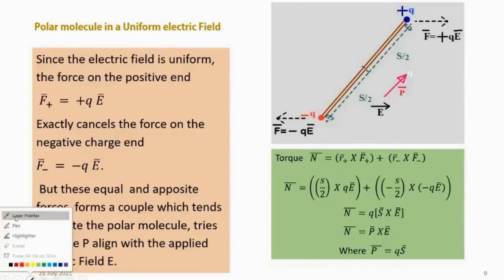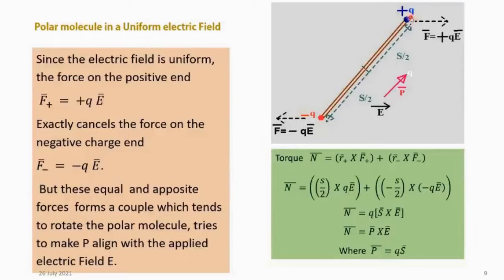Check out this particular diagram. We have a polar molecule, and the polar molecule gives its own dipole moment. So we are showing the polar molecule like a dipole here: negative charge here and positive charge here, separated by a total distance s. We mark its midpoint somewhere here and fix the axis right now. You'll understand why the axis is needed. The distance from the center to the negative charge is s by 2, and from the center to the positive charge it is another s by 2.